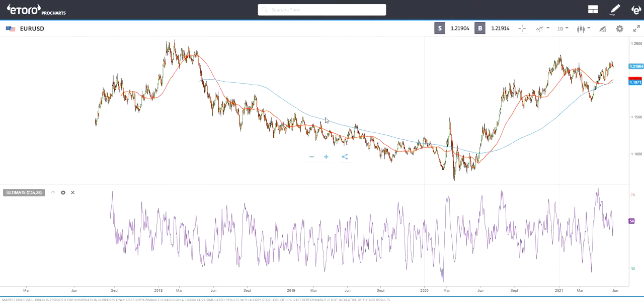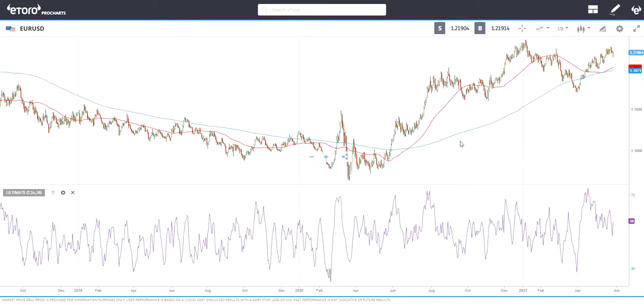Here you can see it's a downtrend and red is below the blue, the shorter moving average is below the blue, so it's a downtrend. Then here you can see it's an uptrend, and also the red goes above the blue, the shorter moving average goes above the longer moving average. So it's an uptrend here, and we are still in an uptrend.